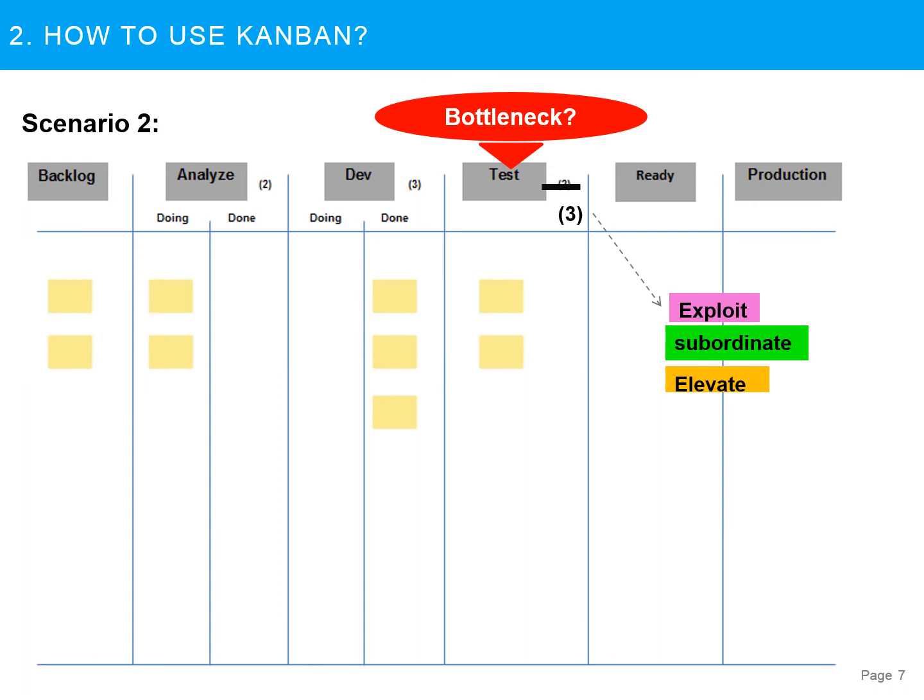Other actions might involve splitting the testing work. Let the testing team test only high risk testing and delegate lower risk testing to business analysts, analyzers, or developers. This action can be regarded as subordination, or you may simply ask the developers to write quality code.